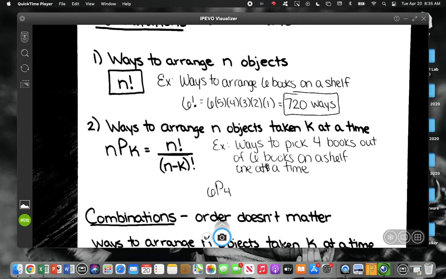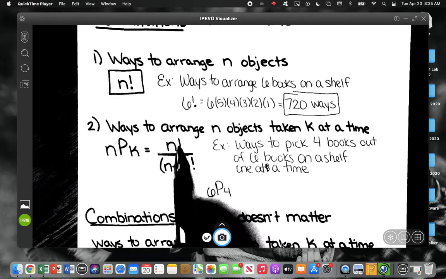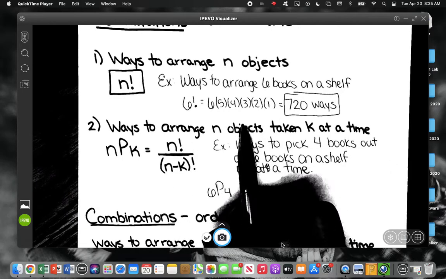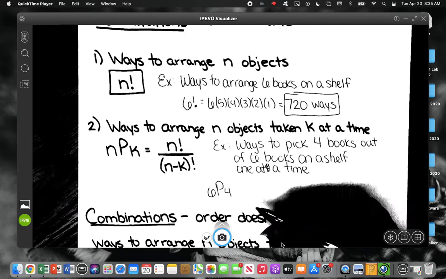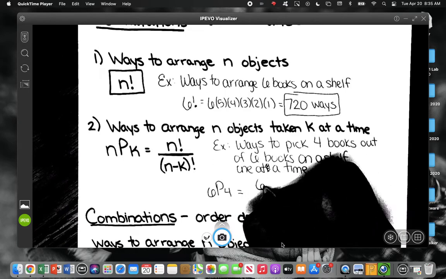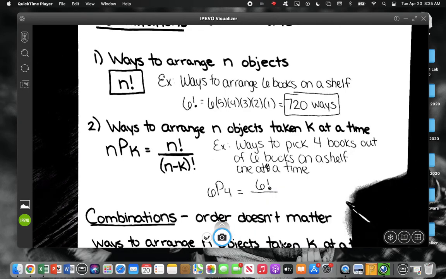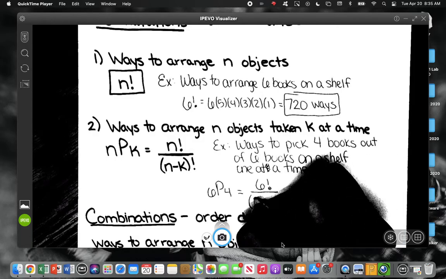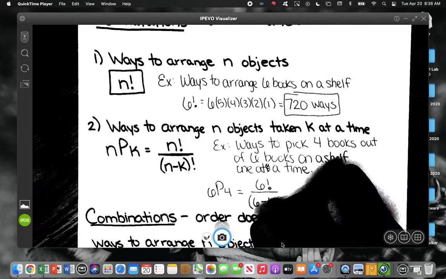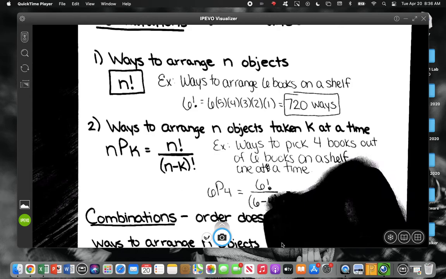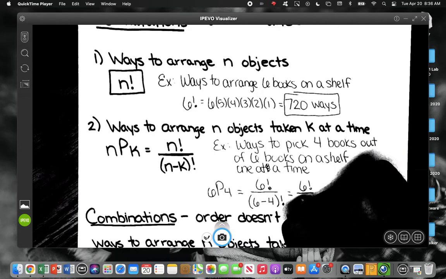So what am I going to put on the numerator of my formula? It says N factorial. N is the total number of objects. So how many books do we have to pick from? 6 factorial. And then the bottom is 6 minus 4 factorial, which is just 2 factorial.